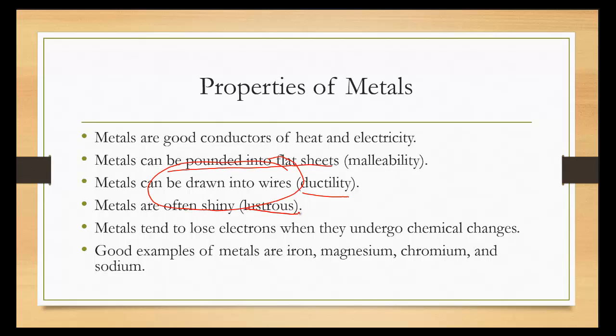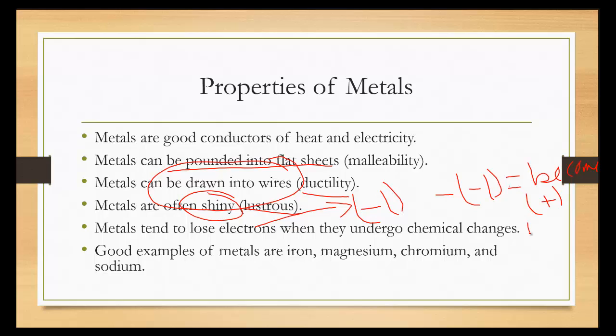Metals tend to lose electrons when they undergo chemical changes. So if we say that electrons are -1 charge and we're losing electrons, so we're minusing a -1, it actually becomes positive, which means that they form cations, because cations are positively charged ions. And good examples of metals are iron, magnesium, chromium, and sodium.